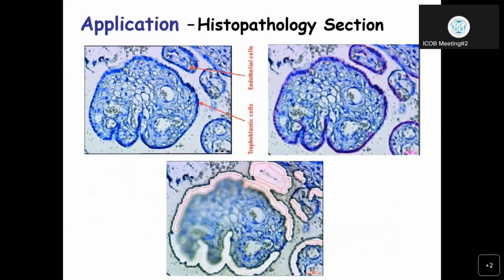This is an example of a histopathology application. They needed to isolate trophoblastic cells and endothelial cells for downstream analysis.